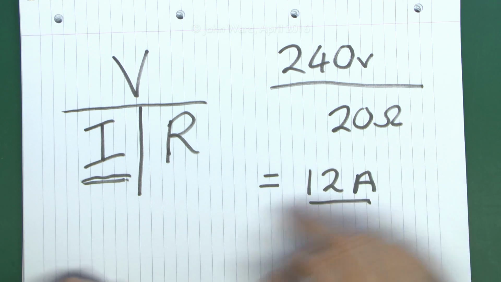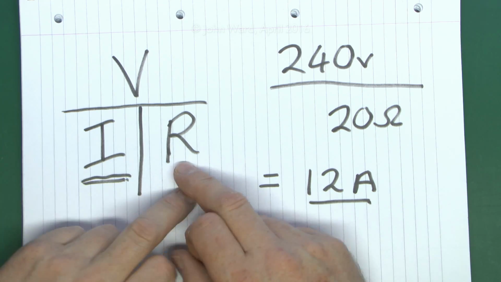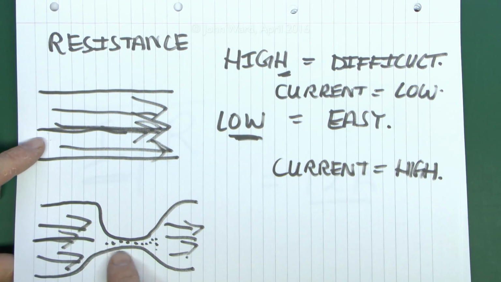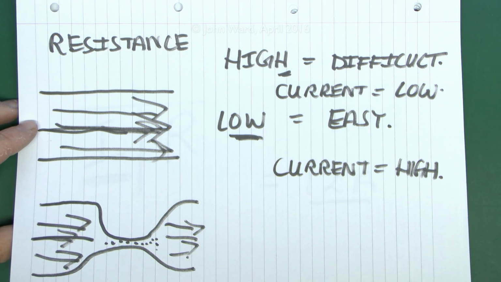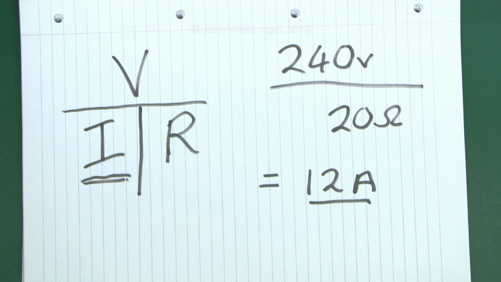Now for any piece of equipment, the resistance is generally not going to change because it's a fixed property of the, say, heating element or whatever. And if you just refer back here, it's just a question of how much restriction there is in the actual wires. So that's a physical property of the heating element or whatever. It's not something that's actually going to change.